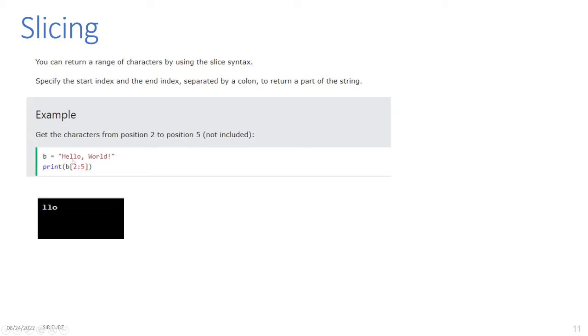So 0, 1, 2, that will start with letter L and then up to position 5. So 0, 1, 2, 3, 4, 5. But this is not included. So what is included is from this letter up to letter O. That's why we have L, L, O. Again, 0, 1, 2, it starts with letter L, and if you count up to this character, the last character is not included. So it will display only from letter L up to letter O. So L, L, O. So that's how we slice a string.